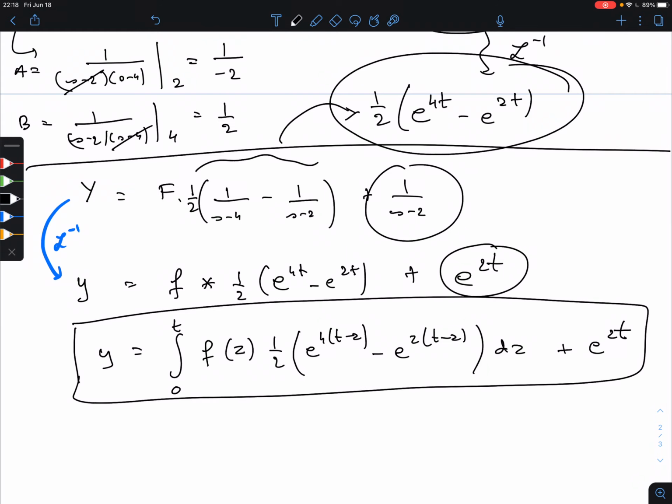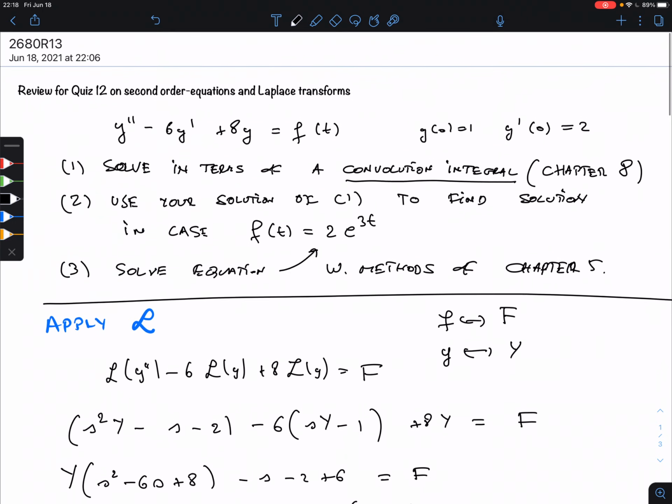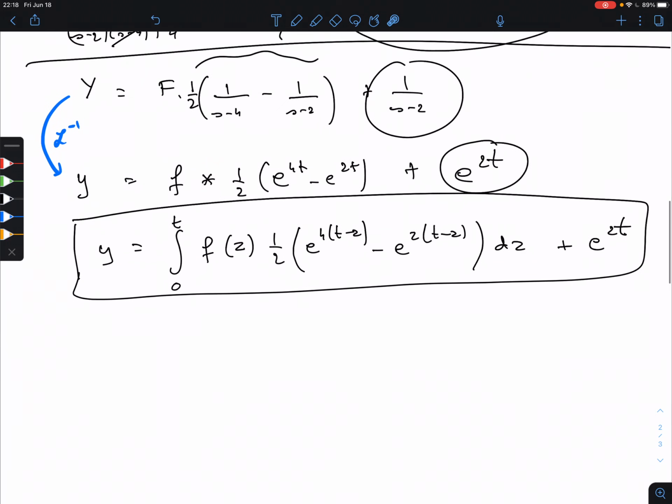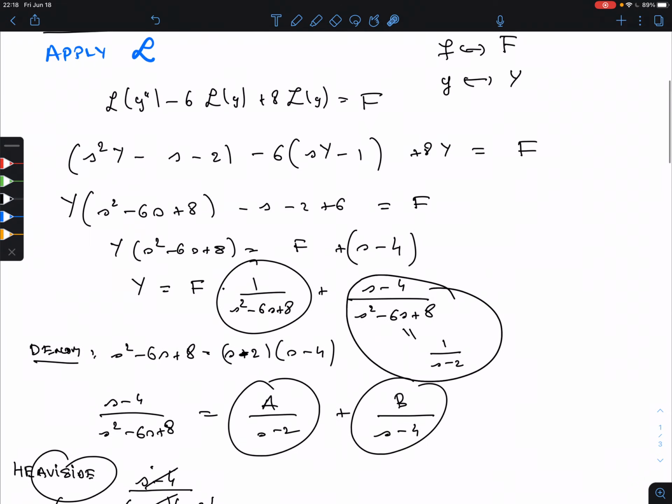So that is what I meant by saying, let me read it again, in terms of a convolution integral. So I want you to do all this work to get to this stage. There's still some calculations to be done, right? Exactly. Okay. Now, what is the second question asking?